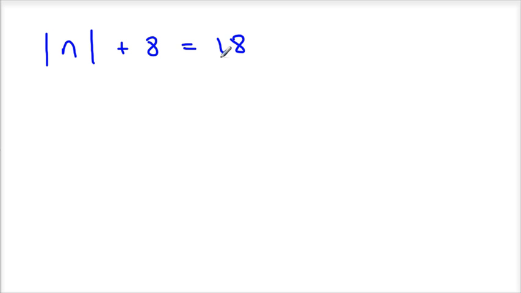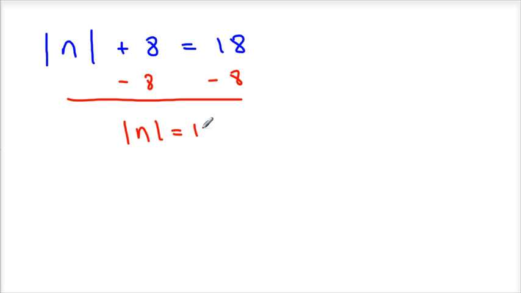Here's another example. The absolute value of n plus 8 equals 18. Before you solve for n, you need to isolate the absolute value. So this positive 18, let's isolate this by subtracting 8 from both sides. And now we have the absolute value of n is equal to 10. Now if you recall from our last example, the absolute value of 10 can have two different answers. So n can equal positive 10 or n can equal negative 10. Both are 10 units away from 0.